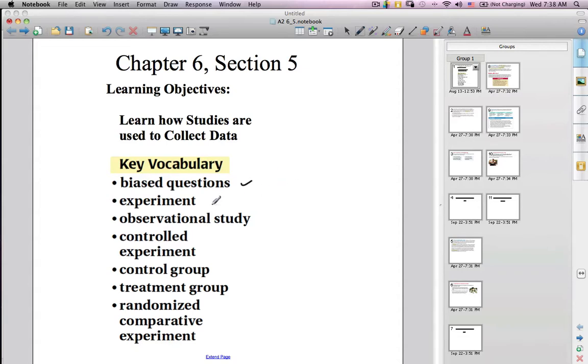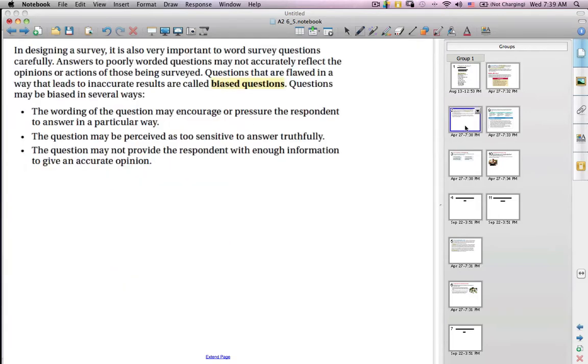What is an experiment? What is an observational study? What's a controlled experiment? What is a control group? What is a treatment group? And what is a randomized comparative experiment? So we're going to go ahead and go through this section and talk about these things. This section is actually going to be a lot of discussion and not a lot of calculation. So that might be good for you, might bother you, I don't know.